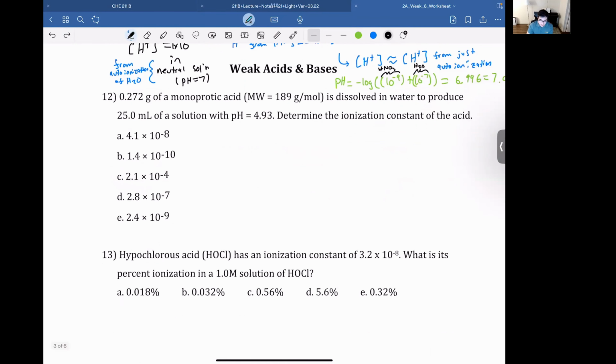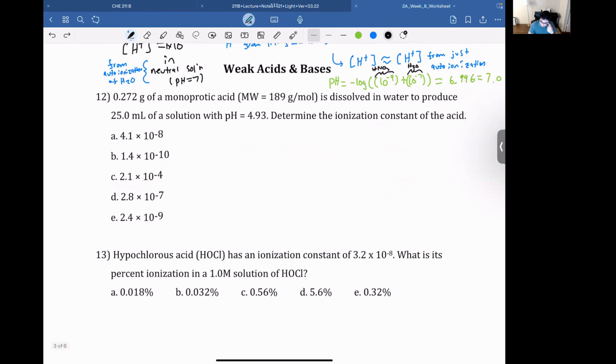All right. Number 12, it says you have 0.272 grams of a monoprotic acid with that molecular weight. It's dissolved in water to produce 25 milliliters of a solution with that pH. Then it says determine the ionization constant, so that's Ka, of the acid. So let's just say the acid is HA. It's in equilibrium with A minus and H plus.